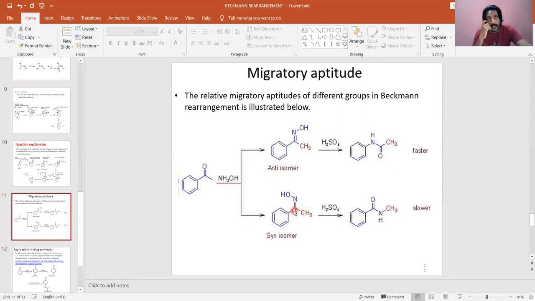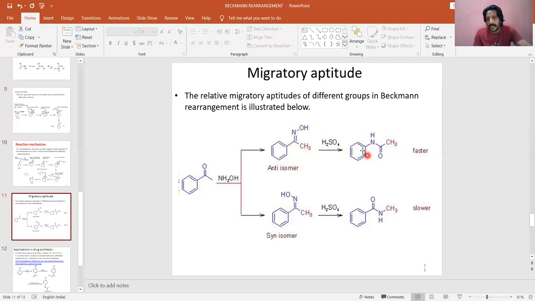One important thing you have to note down here is that the group which is anti to the hydroxyl group will be the group that is migrating to nitrogen. Once we implement the Beckmann rearrangement, it will happen in a way that the group which is anti to the hydroxyl group, opposite to the hydroxyl group, will be the group that is shifted to the nitrogen. You can understand that by looking at the structure. Here the aryl group is anti to the hydroxyl group, so this aryl group is supposed to get connected to nitrogen.